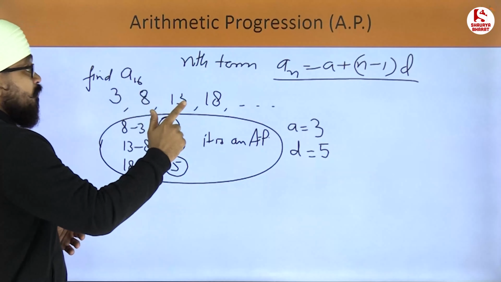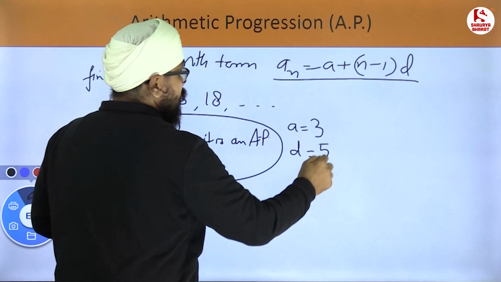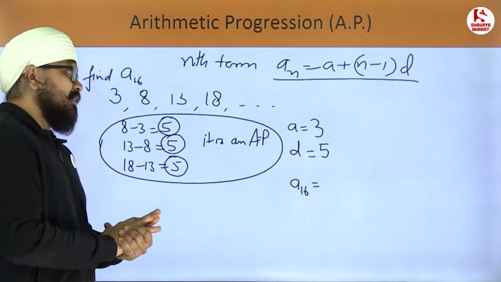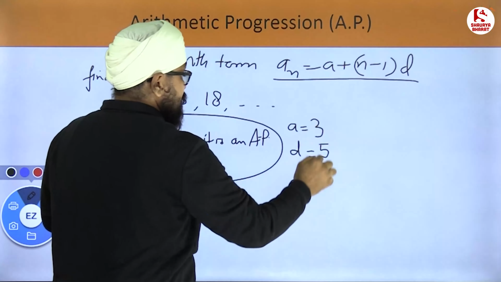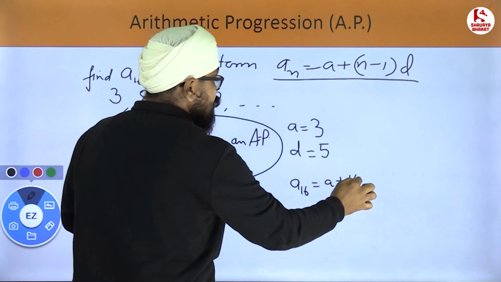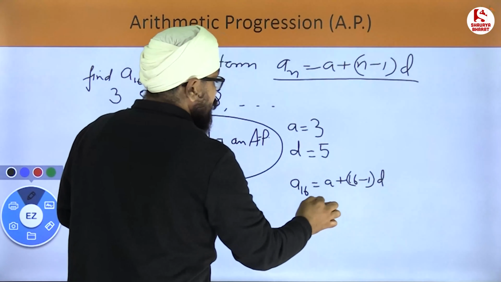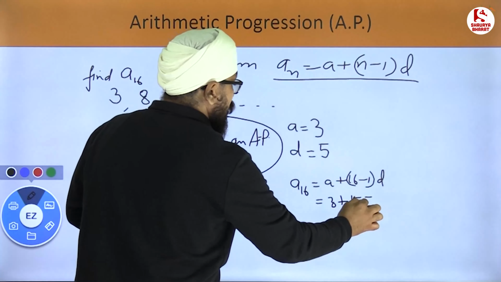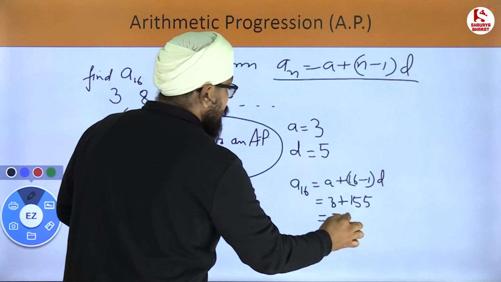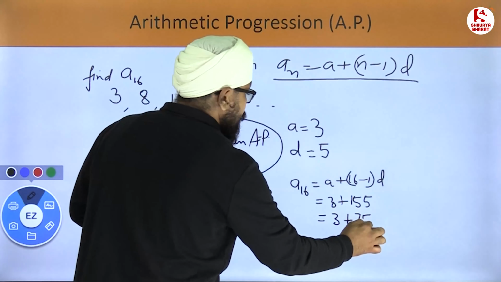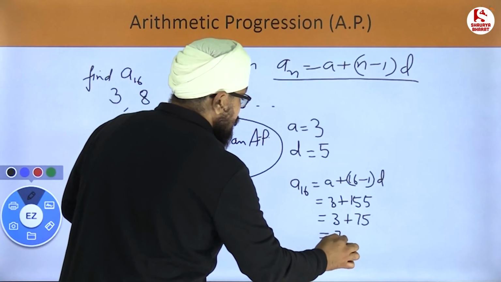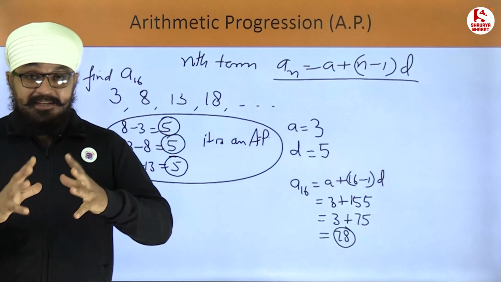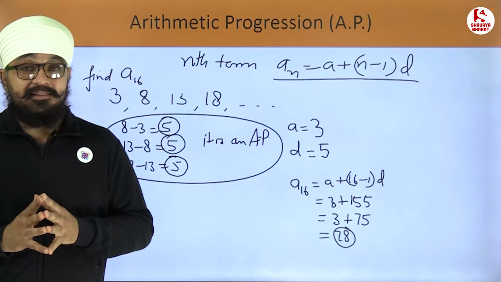Now, if I want to find the 16th term, according to this formula, the 16th term will have 15 D's. How are we saying 15 D's? It is 16 minus 1. So, a plus 16 minus 1 d will give you 3 plus 15 times the common difference, which is 5. That is 3 plus 75, and your answer is 78. Clear? So, this is how we apply this formula for the nth term.